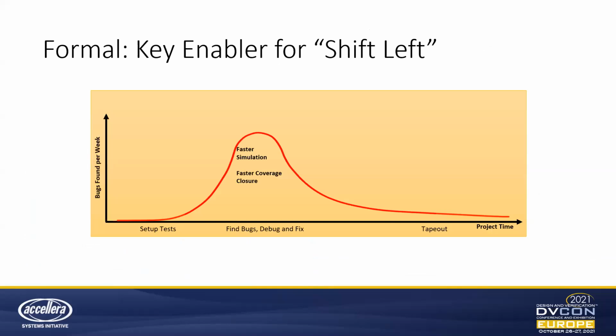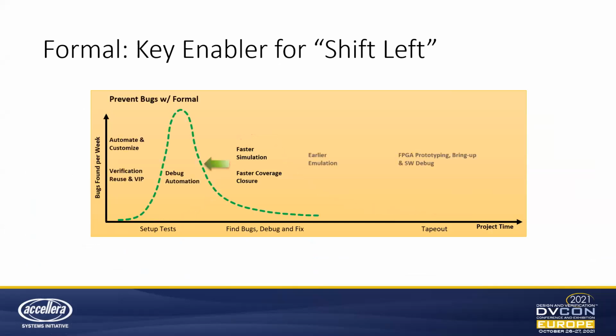So formal is the key enabler for shift left, and this is a graph that reflects why simulation is time consuming, especially the first part, where you can see that there is a decent amount of time spent on setup. On the other hand, having formal will reduce this setup time. Therefore, the bugs are being identified much faster, and the project time is being reduced, with faster simulation and faster coverage closure in the end. The number of bugs identified in the process is also increased in the early stages.